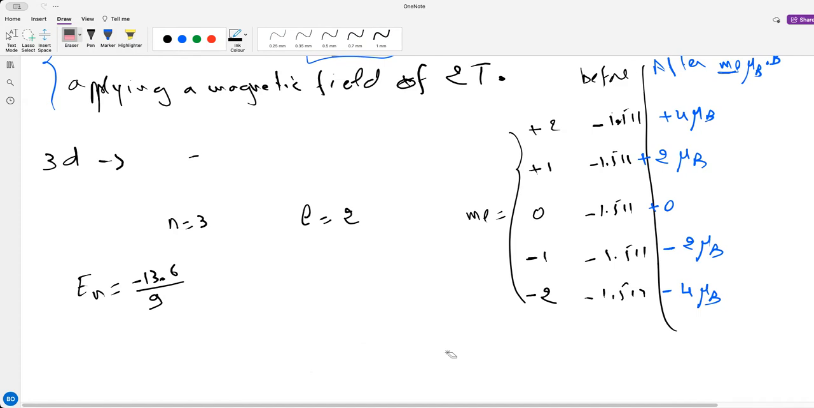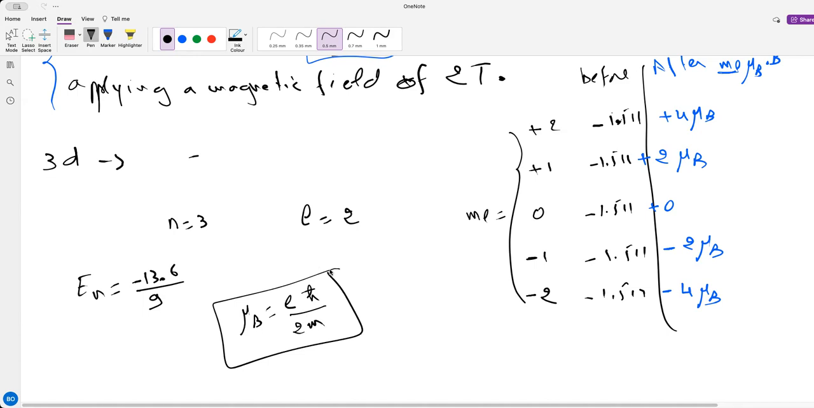Yes, Zaid? I just wanted to ask quickly, is μB a constant? Yes, μB is a constant. It will be given. μB is equal to the absolute value of the charge of the electron, times h bar, which is given, divided by 2 times the mass of the electron. So μB is a constant. Thank you, sir. Okay.